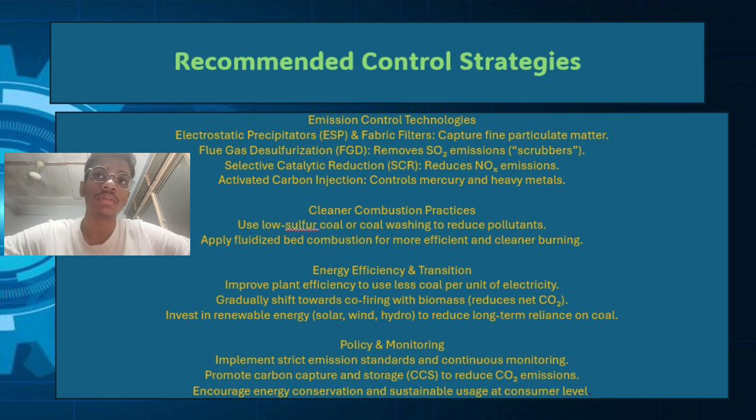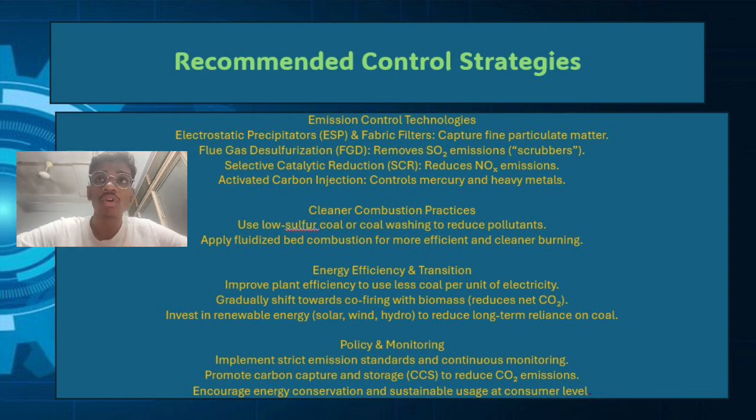And fourth, we are going to see about the policy and monitoring strategy, where we can implement strict emission standards and continuous monitoring, and promote carbon capture and storage, which is also known as CCS, to reduce carbon dioxide emissions. And finally, we can encourage energy conservation and sustainable usage at the consumer level.